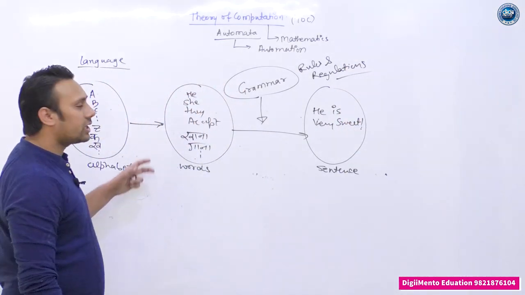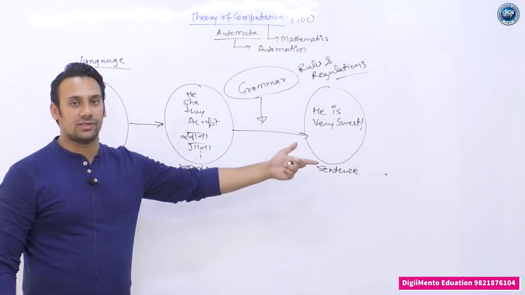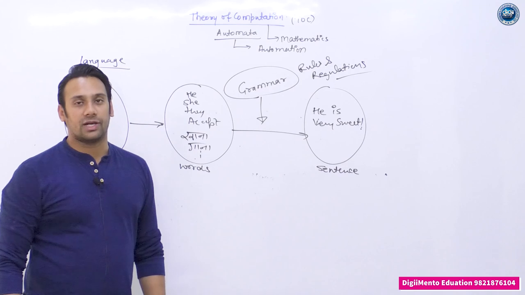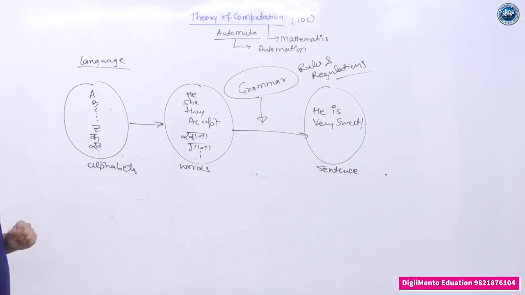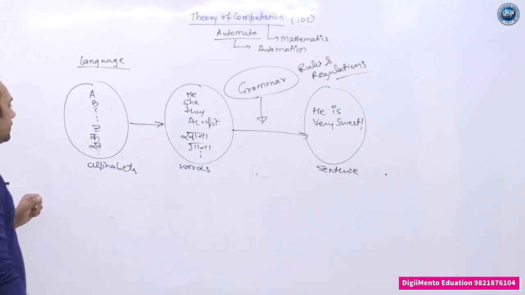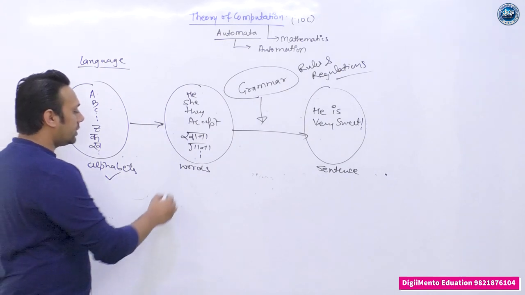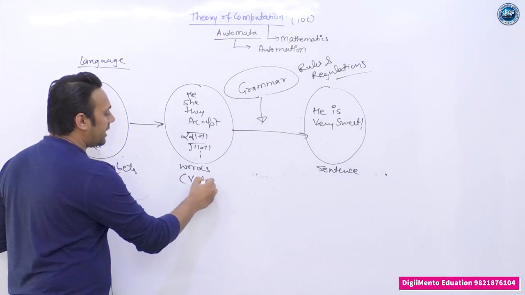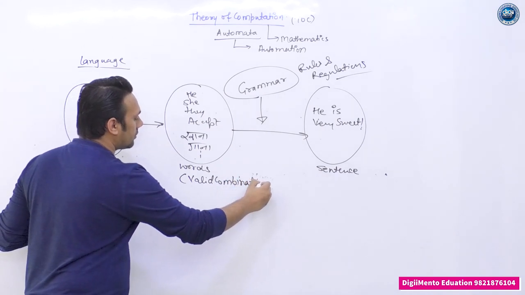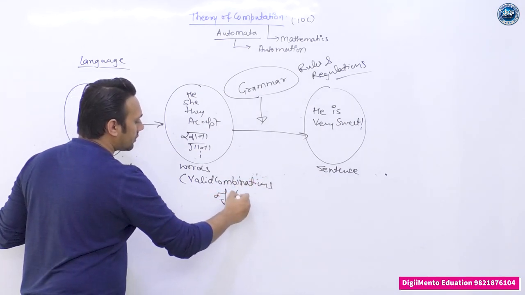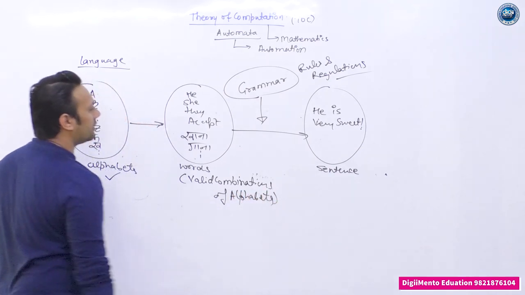That means how can you combine these words to create meaningful sentences. These sentences should have some kind of meaning. So that means we have a few important things here. First of all, we have an alphabet, and with the help of these alphabets I'm going to create words, which are valid combinations of alphabet.